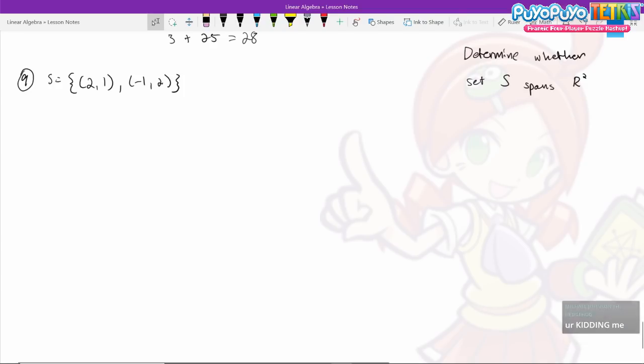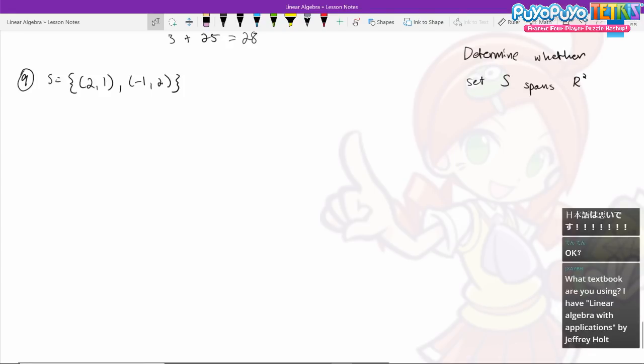Yeah, it's if they're linearly independent, right? So wait. A set of vectors in a vector space is linearly independent where the vector equation only has the trivial solution.